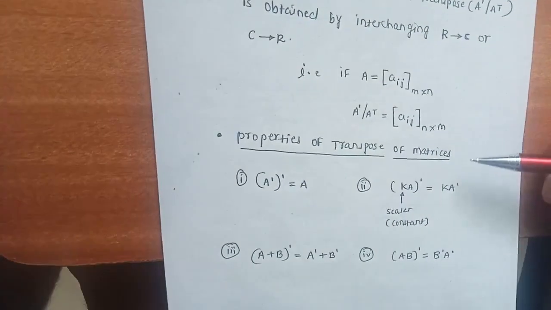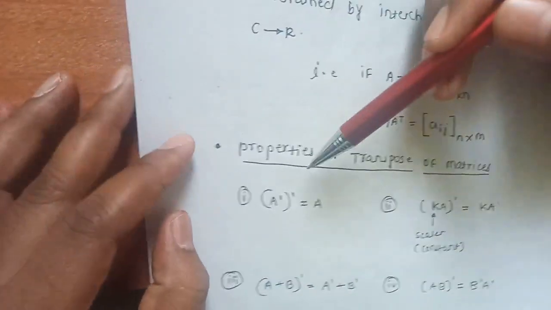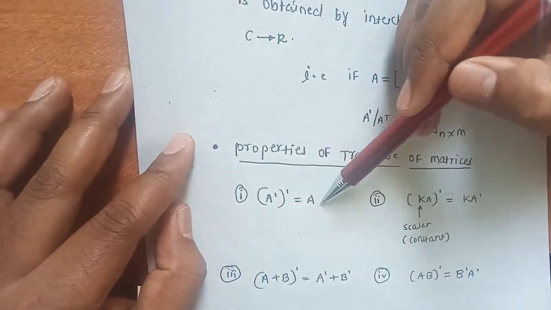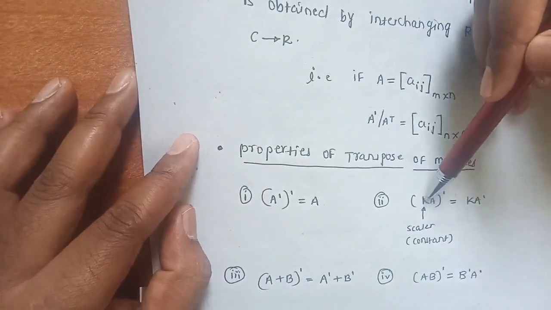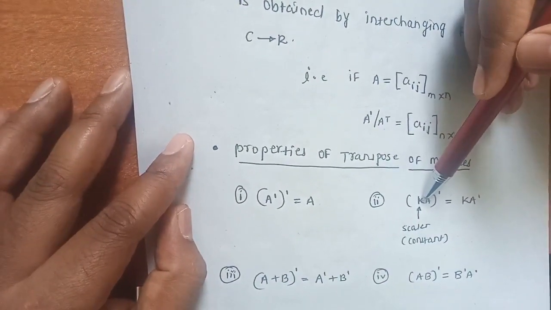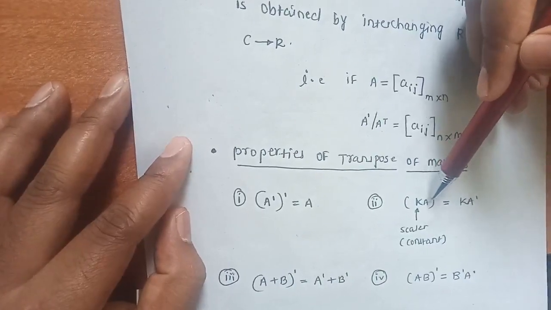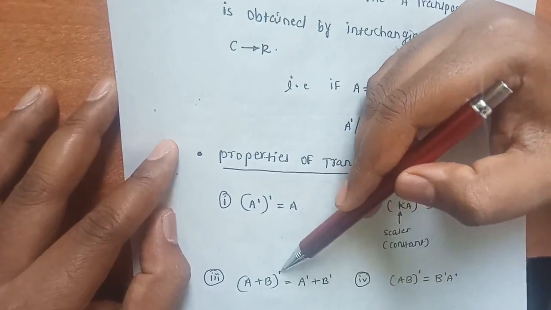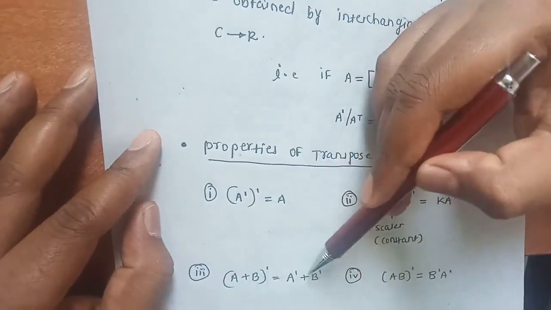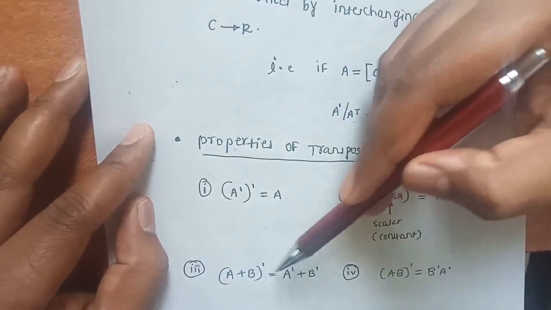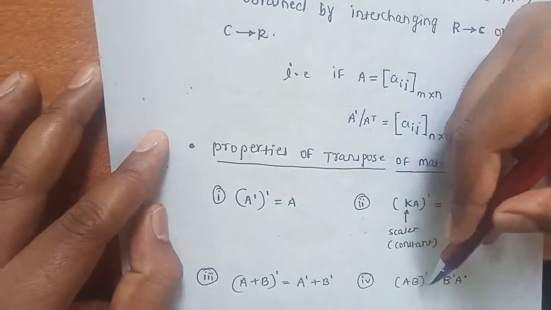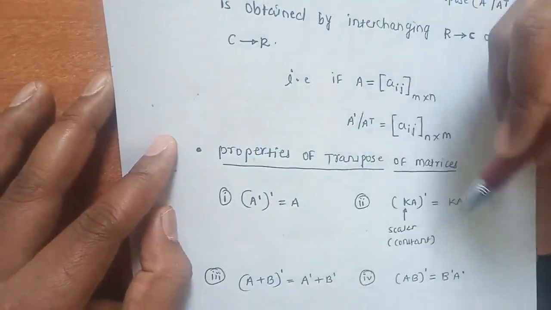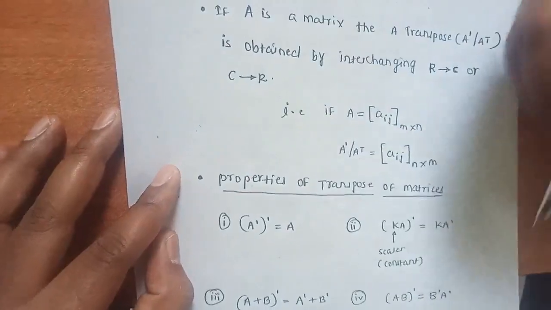Now the properties of the transpose of a matrix. If I take the transpose of the transpose, that means A transpose transpose, I will get the original matrix A. If I multiply by any scalar, meaning any constant number, 2, 3, 4, 5000, whatever it may be, it will be the scalar into the transpose of that matrix. A plus B transpose, I can easily write as A transpose plus B transpose, just removing the brackets. And if it is a product, AB transpose will be B transpose and A transpose. The proof of this we will see in the successive lectures.